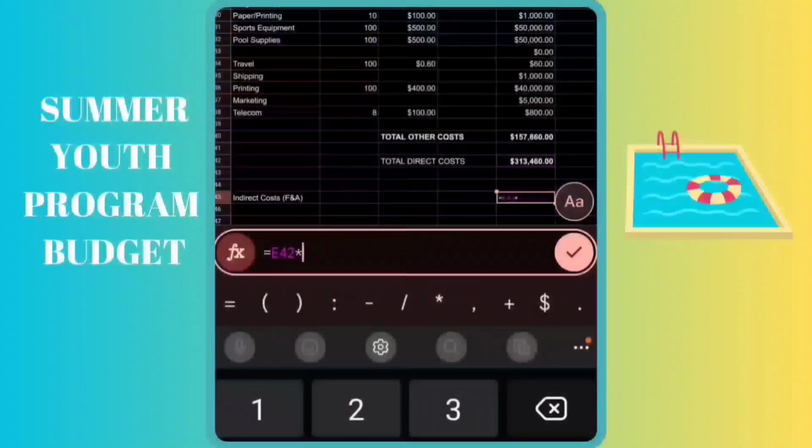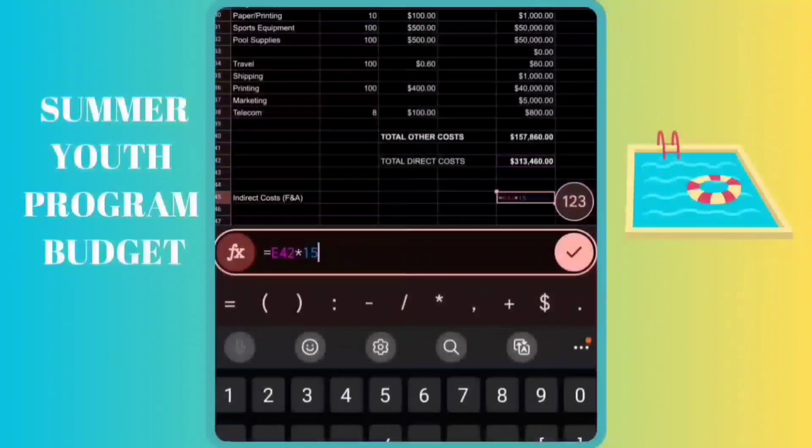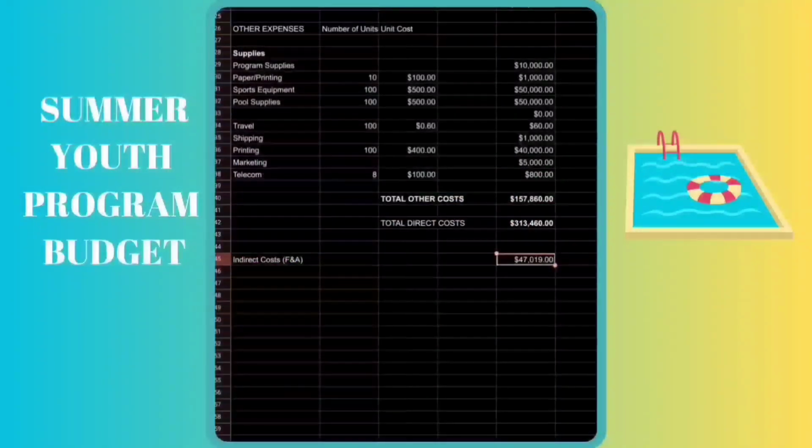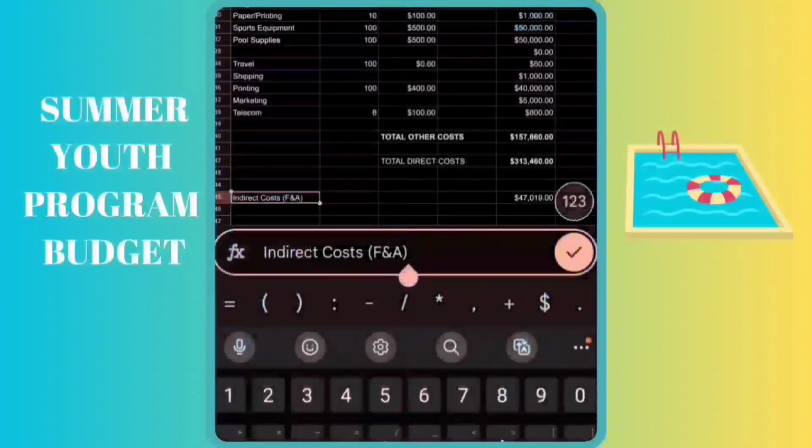Now we have to calculate the indirect cost. It's the total direct cost by an indirect cost rate. And so right now we're going to do 15% of direct costs as indirect costs. What are indirect costs?